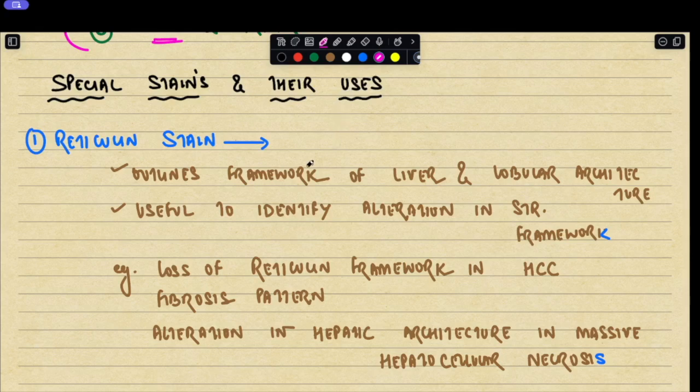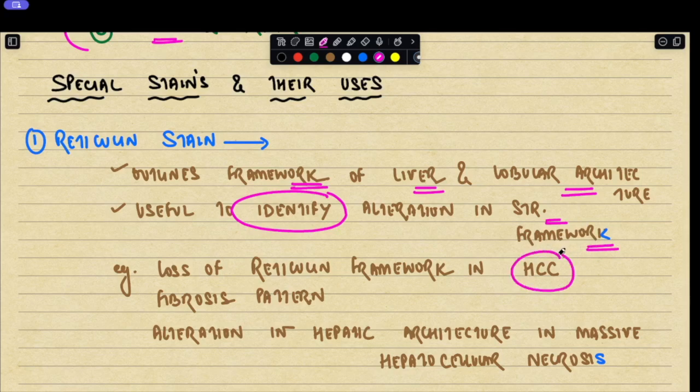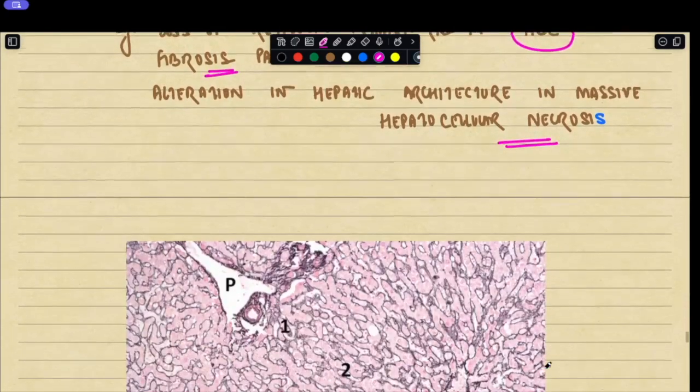The reticulin stain outlines the framework of the liver as well as the lobular architecture. It is useful to identify any alteration in the structural framework, for example, loss of reticulin framework in hepatocellular carcinoma, fibrosis pattern, or alteration in the hepatic architecture in massive hepatocellular necrosis, where there is a collapse of the architecture, or the entire reticulin network is collapsing. I will show you with the help of an example.